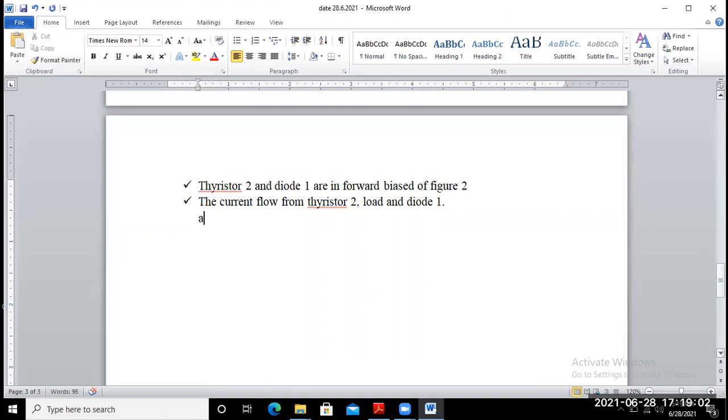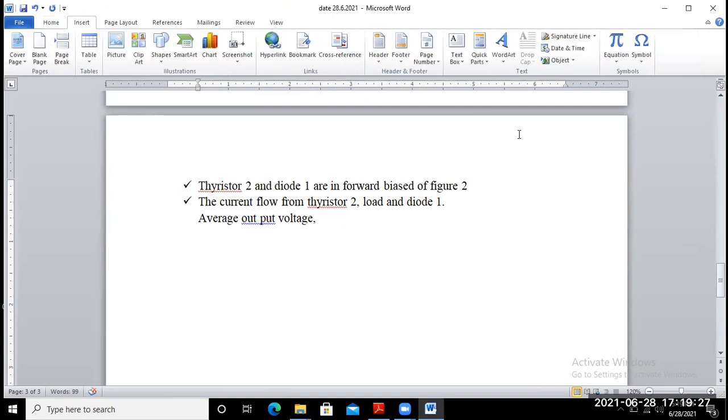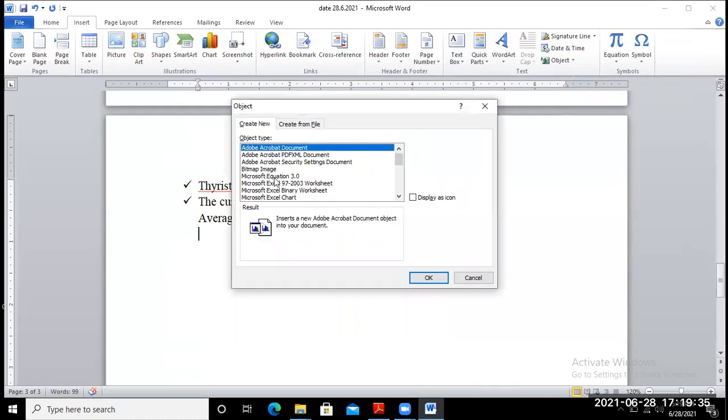First of all, what is the average output voltage? The average output voltage, represented by V0, is equal to how much? 1 by time period, integral from 0 to the time period of Vt dt. In place of Vt, we have Vm sin omega t as the reference voltage. So we write the equation for the average output voltage.